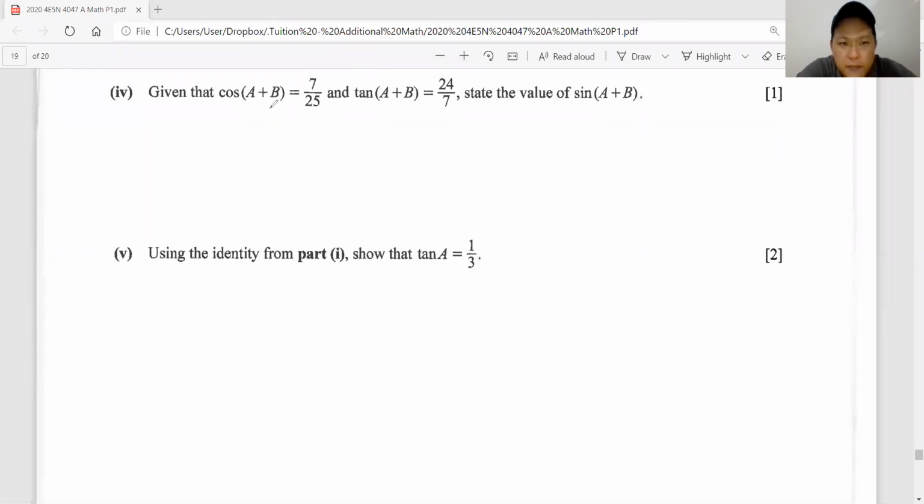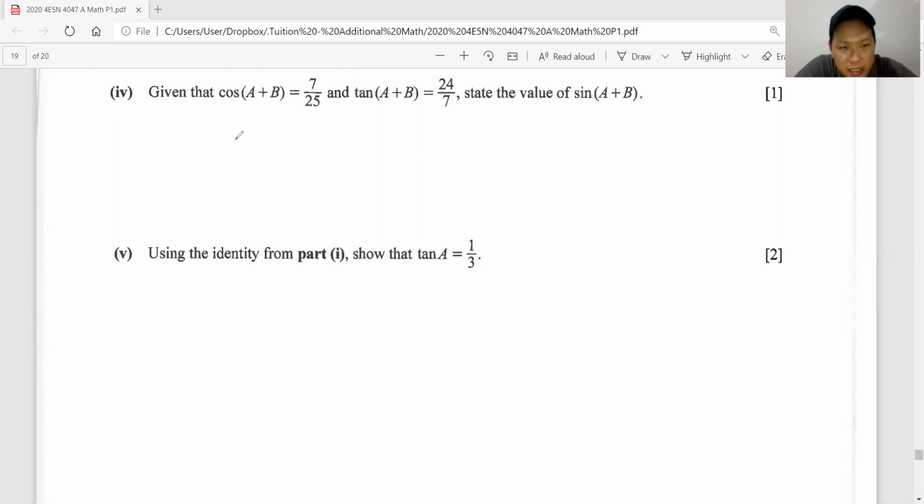Now just now it was A minus B. Now this part 4 is all about A plus B, so don't get confused. Cosine A plus B is this number, tangent A plus B is this number. Then they ask, what's the value of sine A plus B? By right, I can just say the answer. But it doesn't make sense, like if I do a YouTube video and just say the answer without explaining, people would complain. So I'm going to explain a bit. Pretend to show some working, but actually can do it mentally.